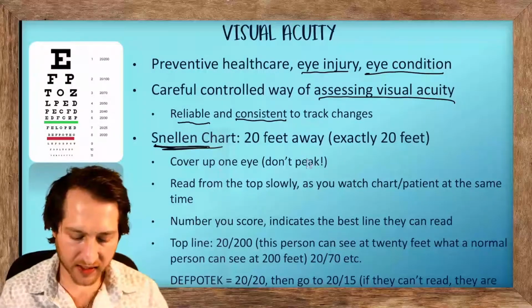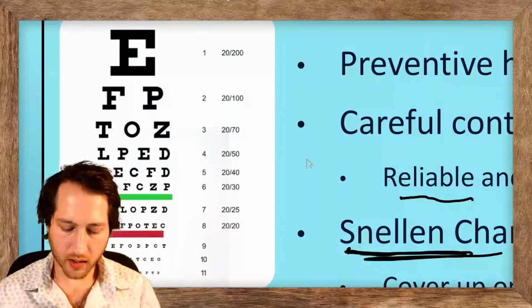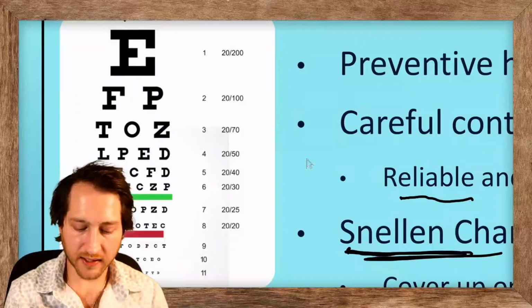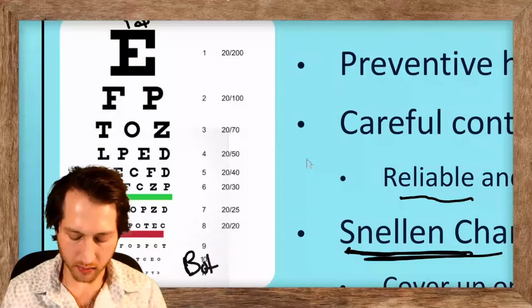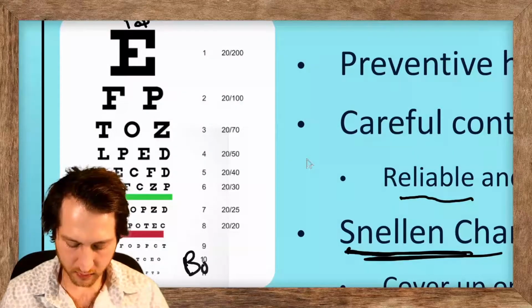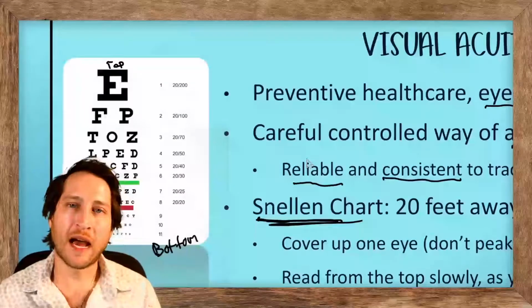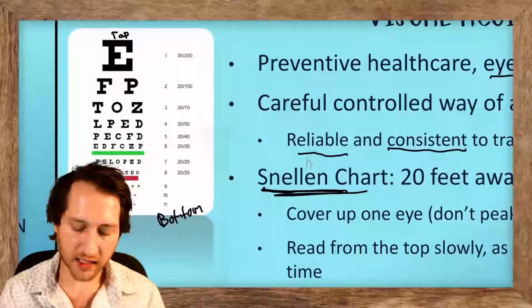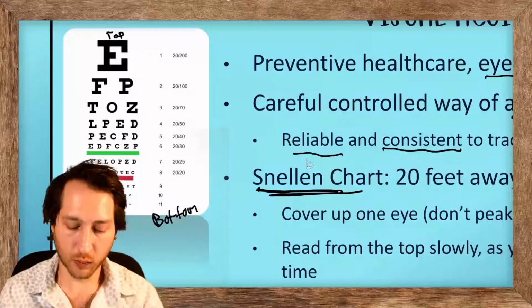So let's talk about this Snellen chart. If you look at this chart right here, you see these letters. So we're going to say that this is the top, and then down here we have the bottom. All right. So what you do is you have a patient stand 20 feet away from this chart. And it's not about 20 feet. It has to be exactly 20 feet away.